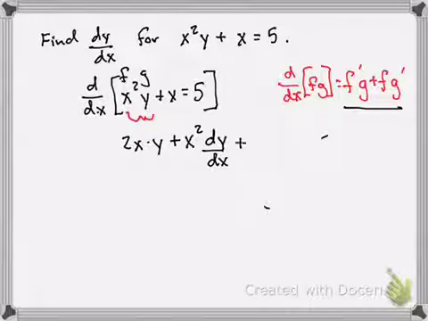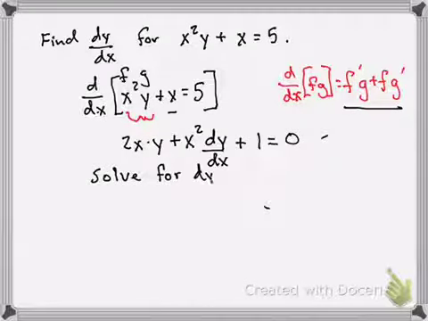And then I move to the second term. The x term by itself, the derivative of x with respect to x is 1. And then on the right, the derivative of a constant, the 5, is 0. The next step in all of the related rates is to solve for dy/dx. Ultimately, that's what I was asked to find. So I will try and rearrange this to get dy/dx.